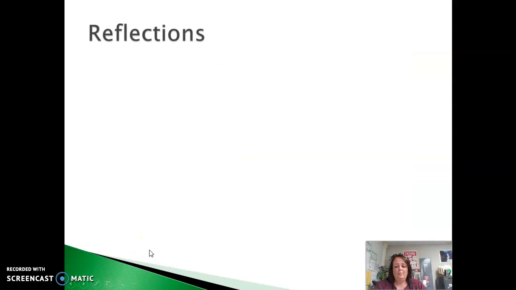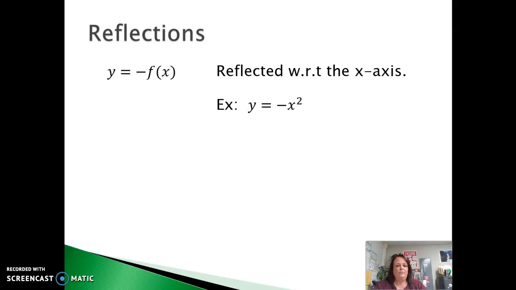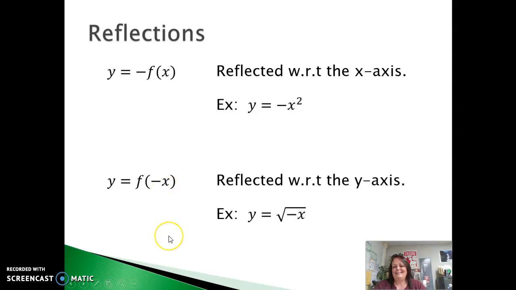So let's talk about this in pieces. So reflections, if I have a negative on the outside, that is a vertical change, so that's going to flip it. So for example, a parabola, instead of opening up, is going to open down. So that's reflected with respect to the x-axis. If it's on the inside, then it's going to be a reflection with respect to the y-axis because it's a horizontal change. So I want my thumb to move horizontally instead of vertically.